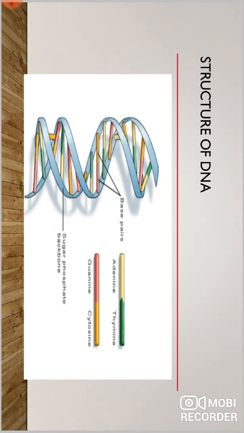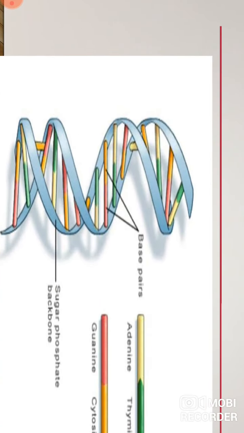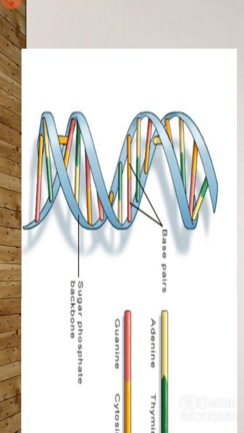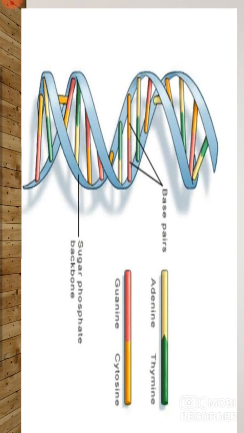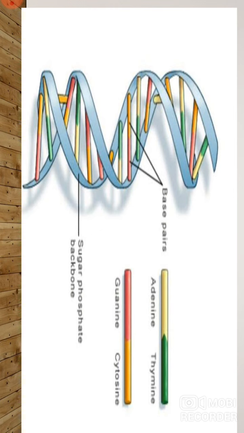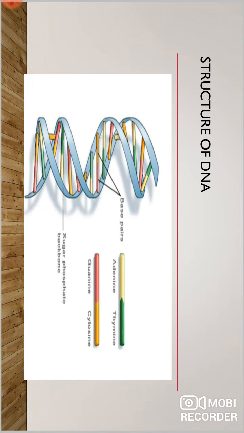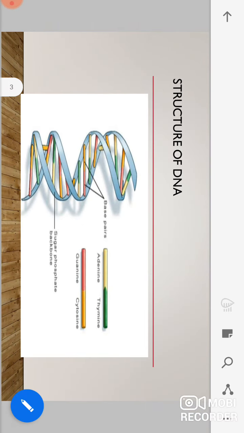Okay, this is the structure of DNA. You can see here it forms a helix structure and it has base pairs. If we see here, adenine pairs with thymine, so A pairs with T, and guanine pairs with cytosine, that is G pairs with C. Adenine is given in yellow color, so it pairs with thymine, that is T, and guanine, which is red, pairs with cytosine, which is in orange color. This is a basic rule. We'll be seeing it in the coming slides.